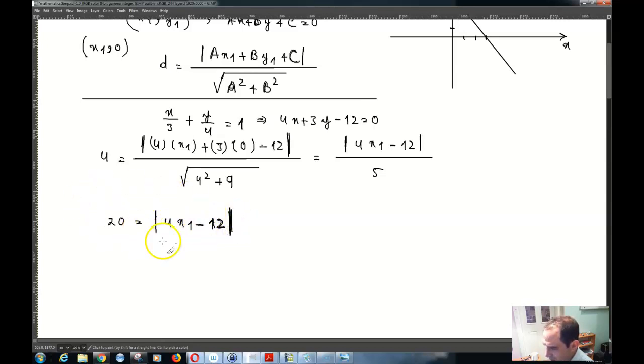Now, since this is an absolute value equation, you need to solve it properly. Otherwise, you will not get the right answer, or you will probably get only one answer, or anyway, the answer will not be appropriate to this situation.